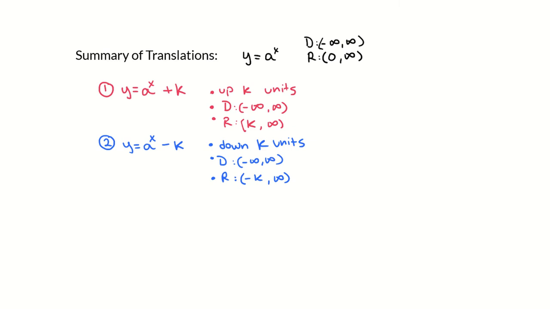So that's if we add or subtract a constant number at the end of a function. If we look at the function y equals a to the x plus a constant c, that's going to cause a shift to the left c units, and the domain and range stay the same as the original. So the domain will be negative infinity to infinity, and the range will be 0 to infinity.